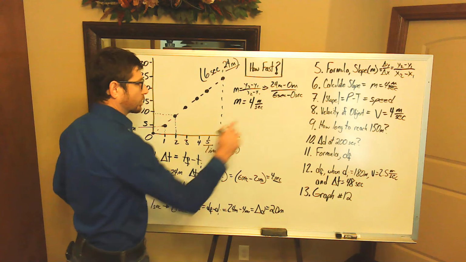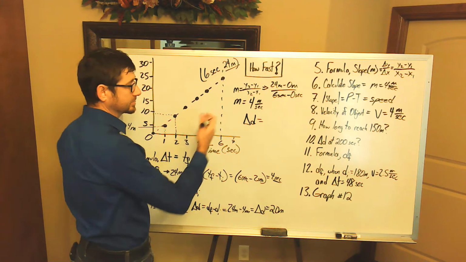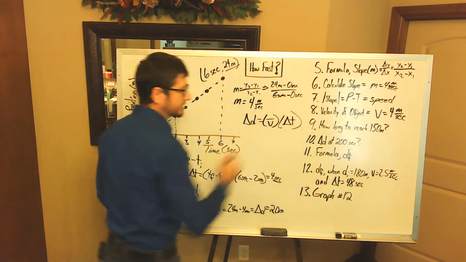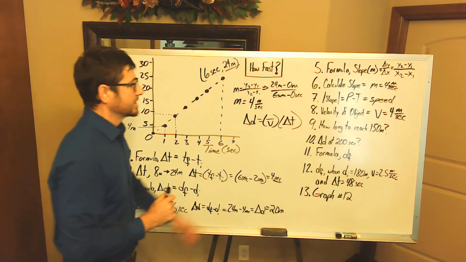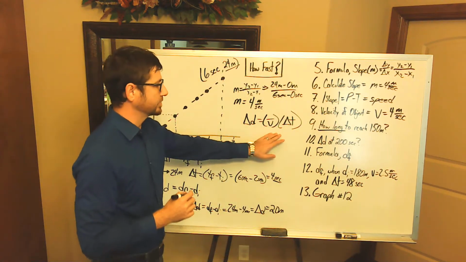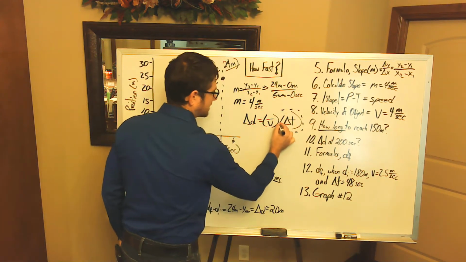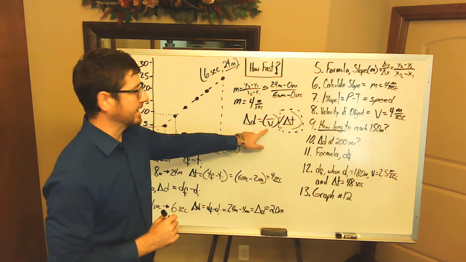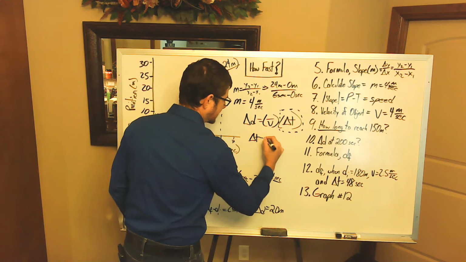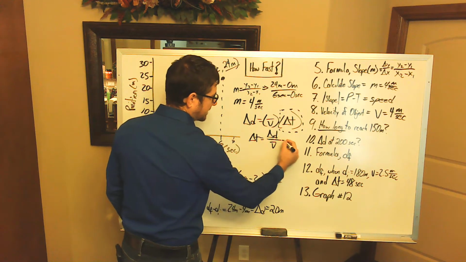On number 9, how long does it take to reach 150 meters? Okay? So we're going to use the equation, the change in an object's displacement, delta d, is equal to the average velocity multiplied by the time interval. So how long indicates time. So what we're going to do is isolate our variable delta t here, by dividing by average velocity on both sides of the equal sign. So I have delta t is equal to the change in displacement divided by v bar.